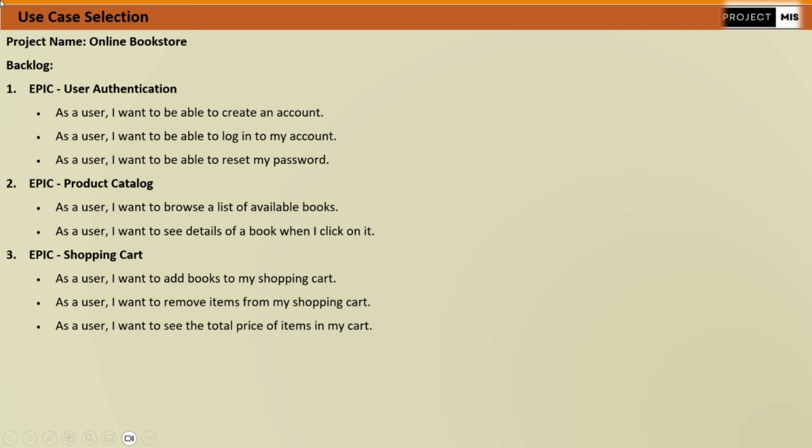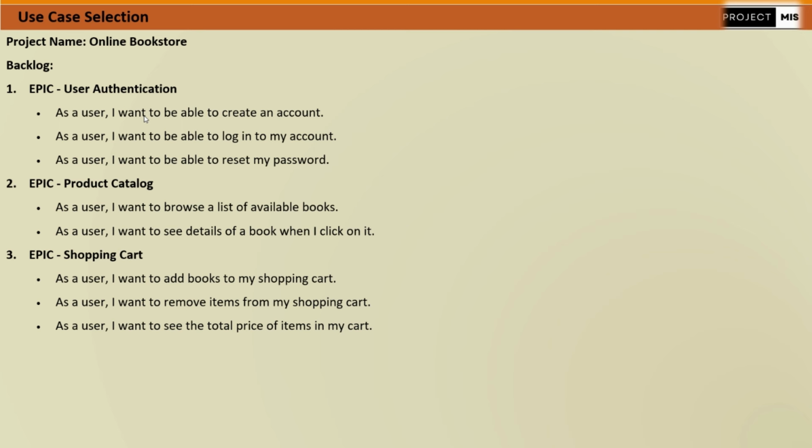The first epic we have created is for user authentication. Under this epic, we have created three stories, covering how the user can create an account, how the user will be able to log into the account, and how the password will be reset if the user forgets the password.